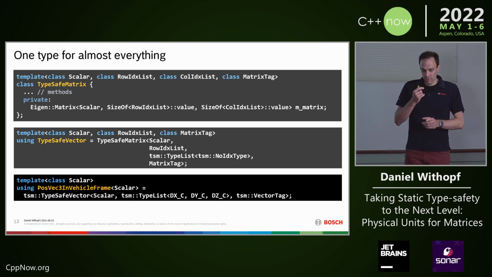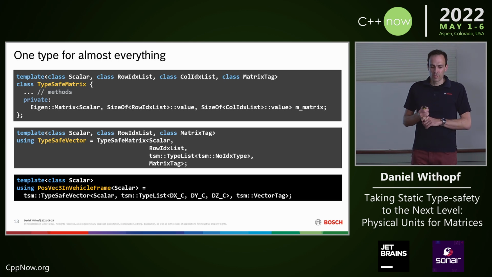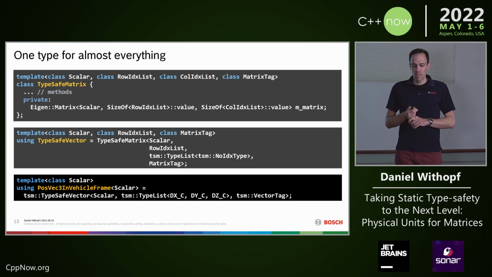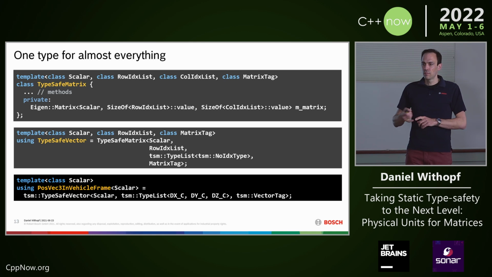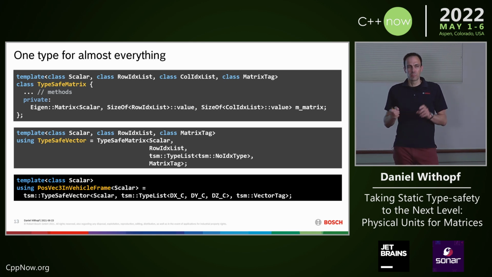And now we can create the first type here. So this would also be an alias, a position vector in the vehicle frame. This is a typesafe vector with a given scalar type and a three-dimensional type list with a dx, dy, and dz I mentioned in the beginning. And it gets a vector tag, so this would be a point in the mathematical sense.